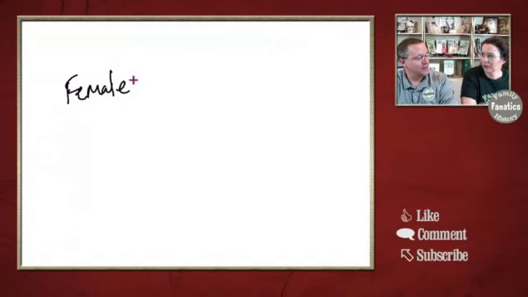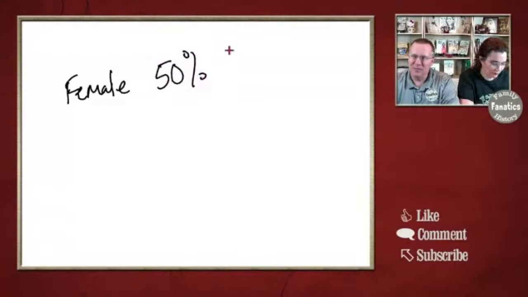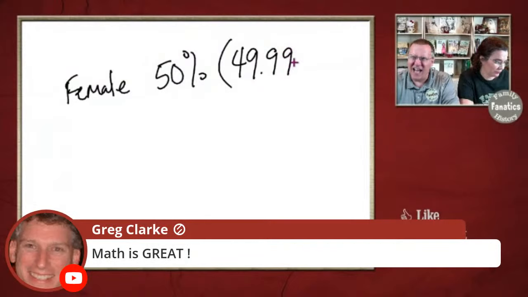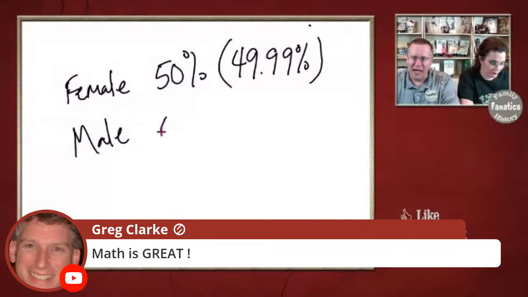50-50? Well, yeah, actually, well, close. It's actually not quite 50%. Really, if you look at the statistics, it's really like 49.99%, which is pretty funny. And males are more likely. Whoops, I just drew a four there. They're really like 50.01% likelihood of having a male child.